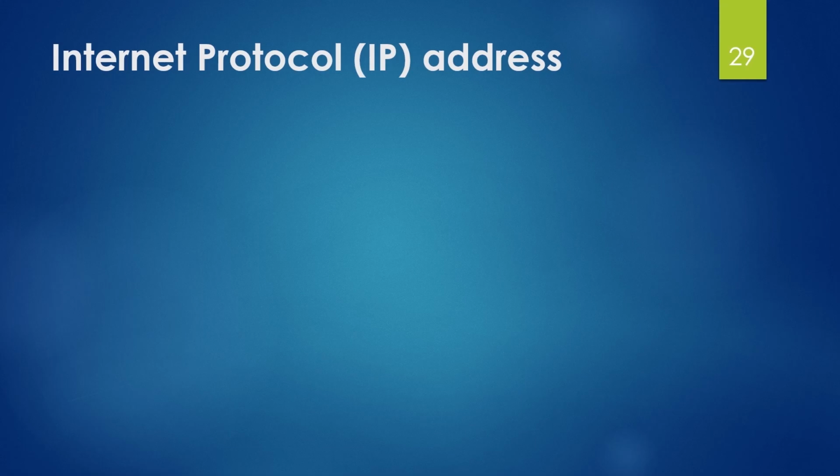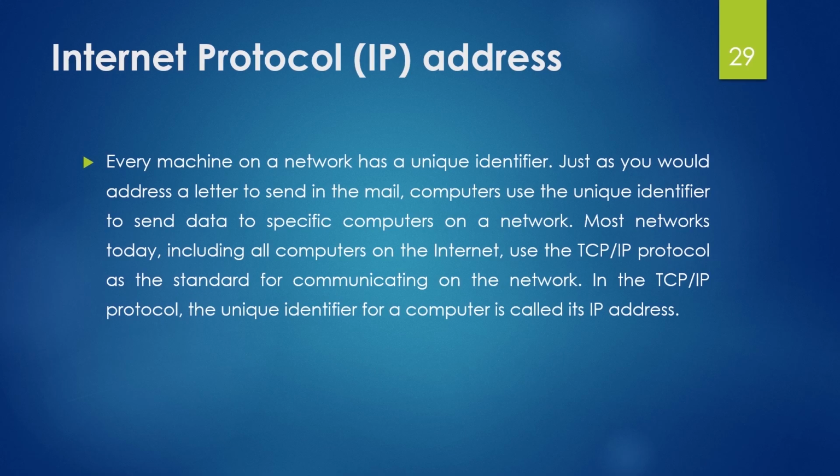Internet Protocol IP address. Every machine on a network has a unique identifier. Just as you would address a letter to send in the mail, computers use a unique identifier to address specific computers on a network. Most networks today, including all computers on the internet, use the TCP/IP protocol as a standard for communicating on the network. In the TCP/IP protocol, the unique identifier for a computer is called its IP address.